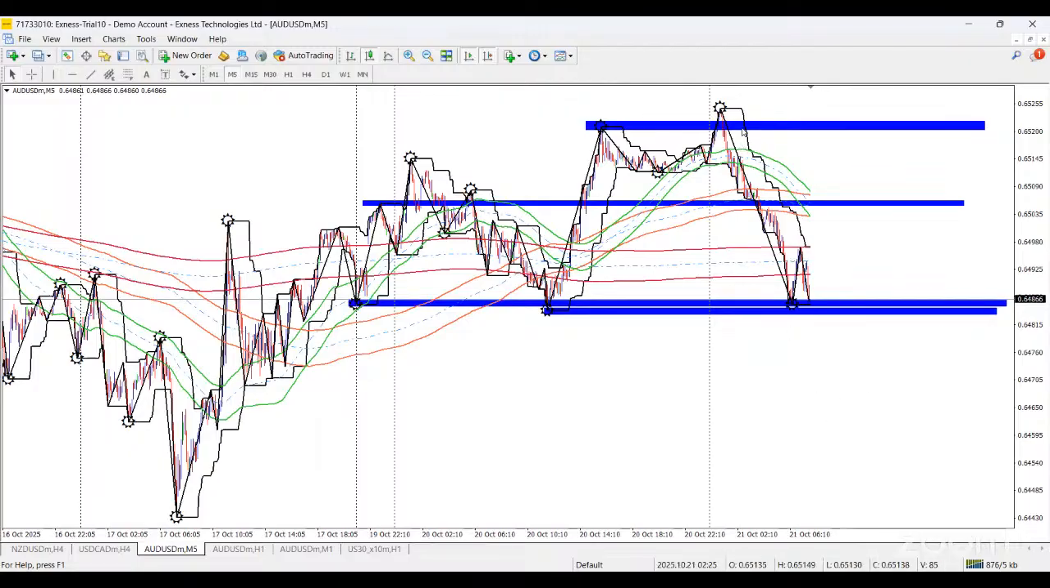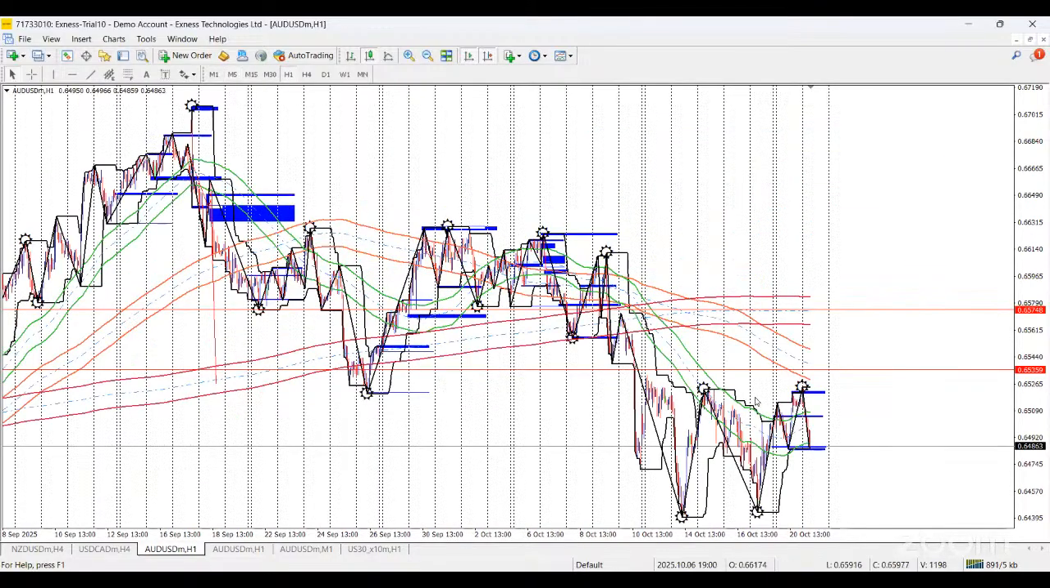Price violated this first zone, violated the second zone that could have acted as support, and it is currently on a support level. So is this support going to hold to make AUD buy, and not just buy, but buy back into the next resistance level, or all the way into the H1 point of interest that we marked out? Or is it going to be violated to continue downward?